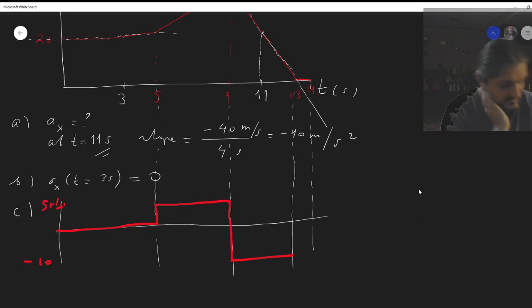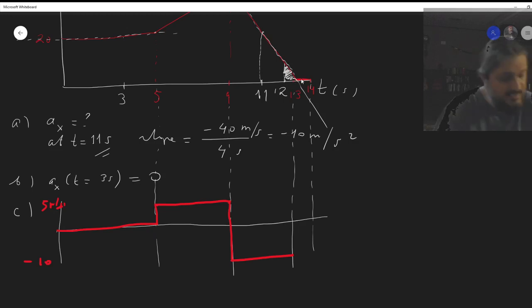The final part. How far does the object travel from 12 seconds to 14 seconds? How far does the object travel from 12 to 14 seconds? Where is 12? 12 is right there. And this little area here, that's what you need to find, okay?